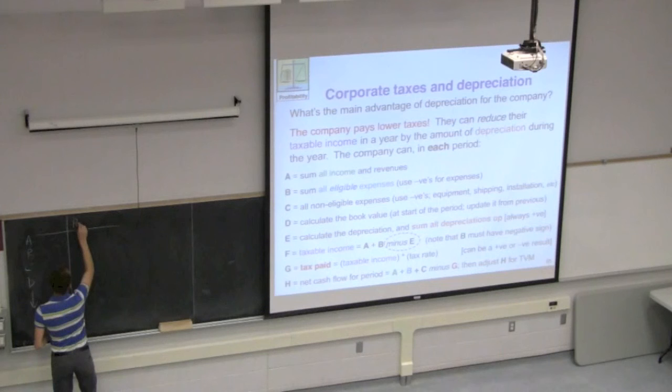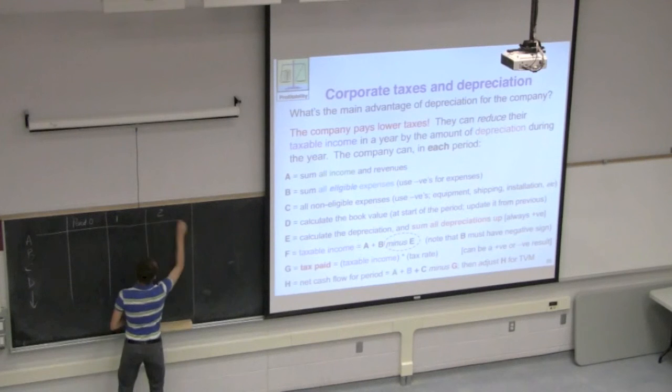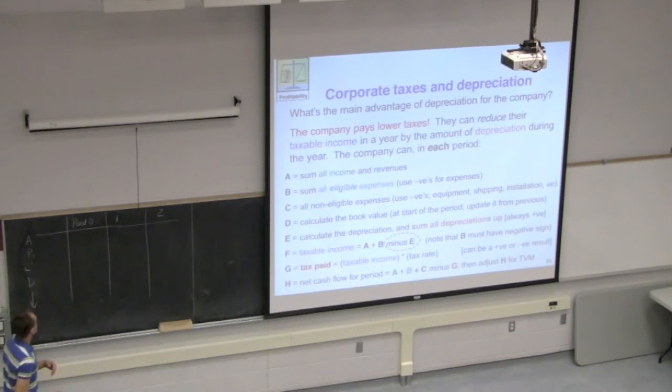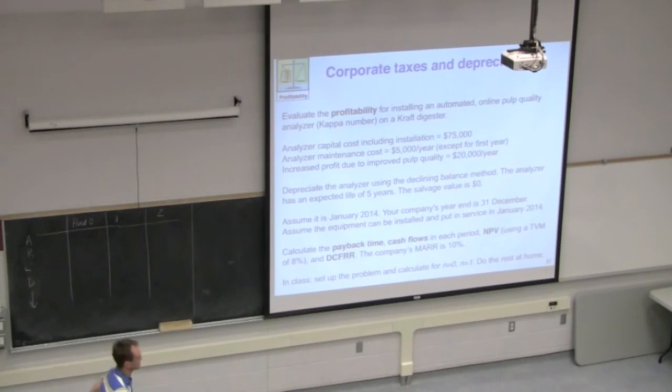So this is period 0, period 1, 2, and so forth. Okay, so we're going to look through this example where you do this, and this is going to be our case study. It's fairly big and detailed. Let's just unpack what's going on here.